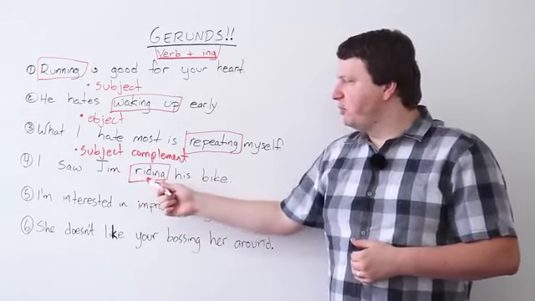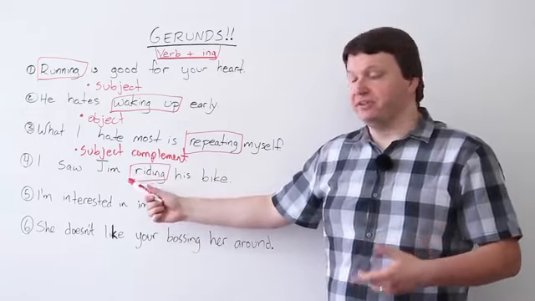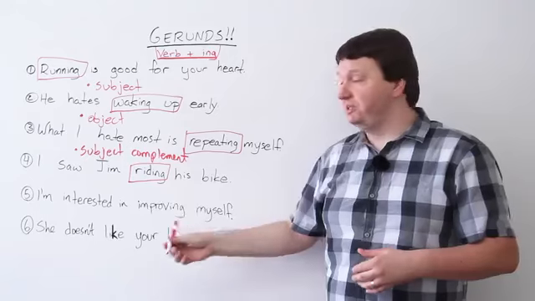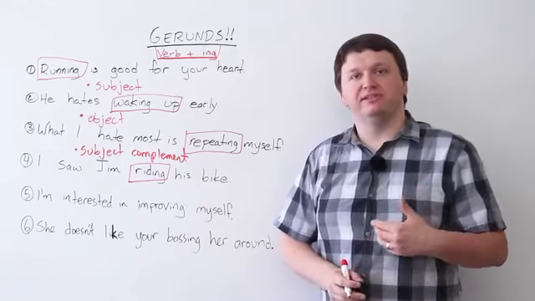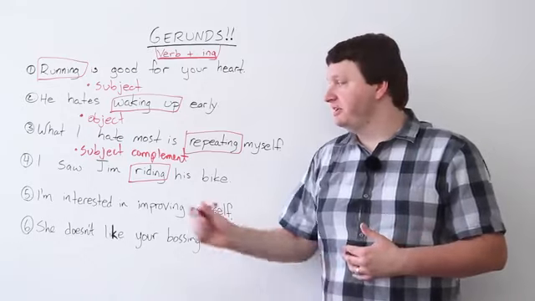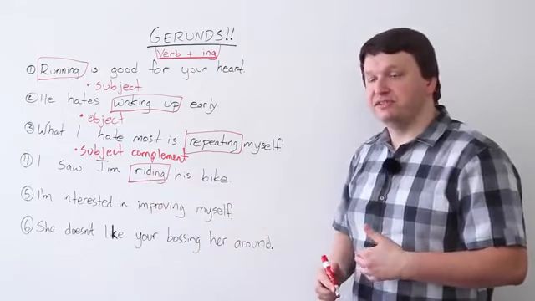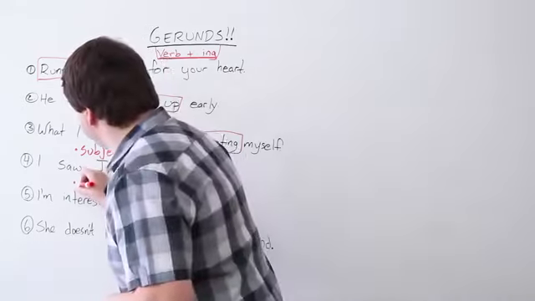Okay, now you're giving more information about Jim's actions here, though. I saw Jim. What was he doing? He was riding his bike. So in this situation, the gerund is giving more information about the object's action. So in this situation, it's an object complement.